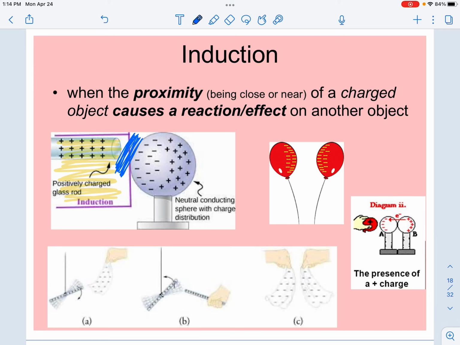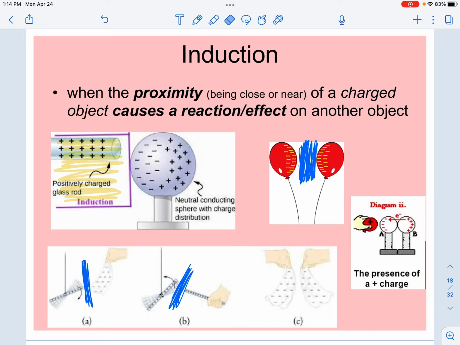If you notice, there is an empty space here in between the rod and the sphere. There is an empty space here between my two balloons, okay? There is an empty space here, right? You guys get the idea. These objects are not touching, so I use the word proximity, which means just to be close. Now, this is a relative term, being close, but I need you to understand the difference between conduction and induction is that in induction, there is no touching. There is always a gap in between our two objects.